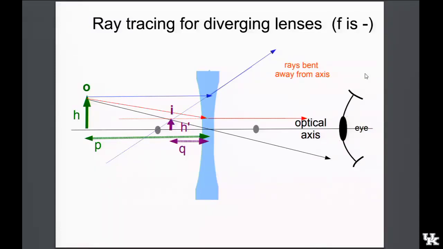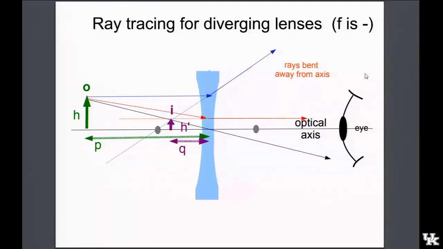Here's the object in green again, labeled O, and object position P. Here's the image we're going to find, labeled I, and its image position is Q. And we're going to do the same business of tracing these three rays. The easiest ray goes through the center of the lens, that's just a straight line, and then these cousins, or brother and sister rays, that head in parallel or head out parallel, and head in a way that involves the focal point, or out in a way that involves the focal point.